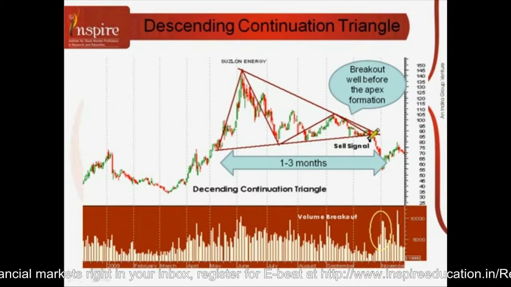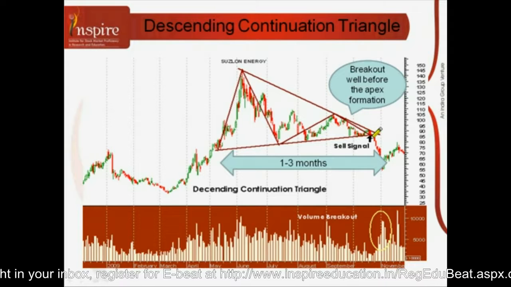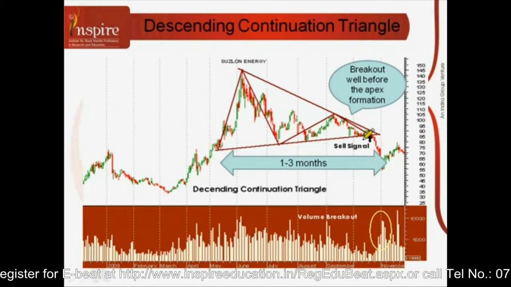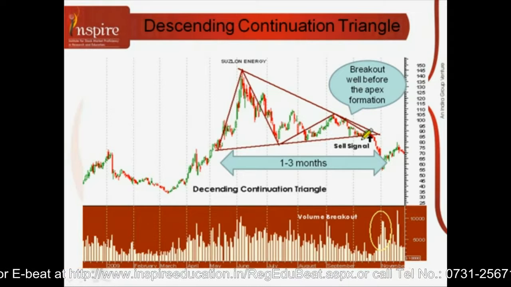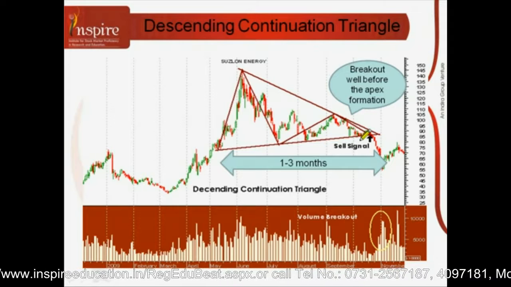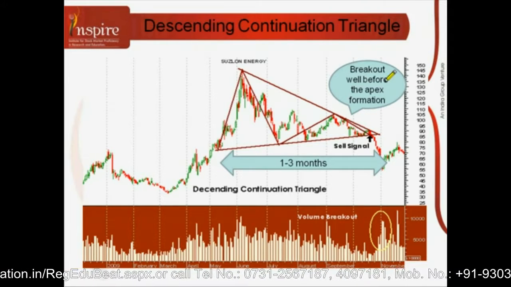जितना गैप ब्रेकआउट में और एपेक्स में है उतना रिलायबल पैटर्न है, जितने क्लोज ये दोनों हैं उतना पैटर्न कम रिलायबल है. So the breakout should take place well before the formation of the apex. The closer the breakout to the apex, the less reliable the pattern is considered.